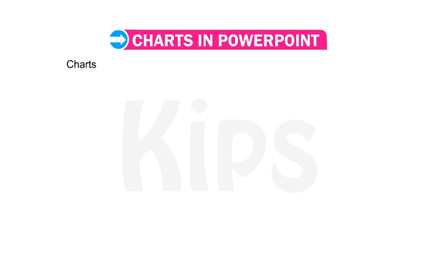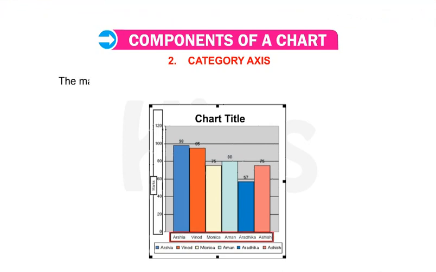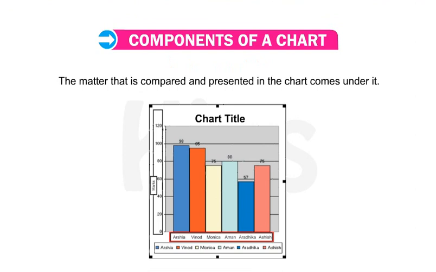Number 1. Chart area. The chart area includes the complete area and all the objects in a chart. Number 2. Category axis or x-axis is the horizontal axis. The matter that is compared and presented in the chart comes under it.